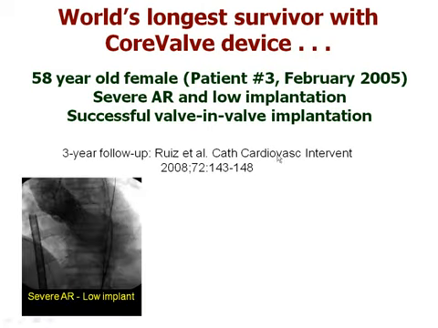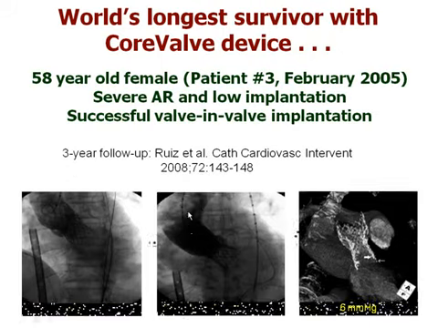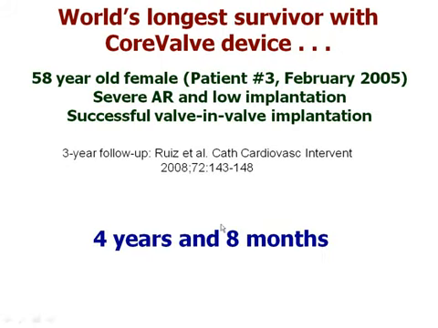The 3-year follow-up was published in CCI. These were the images associated with the publication. And currently the patient is alive at 4 years and 8 months follow-up with normal valve function. So this is the last slide.